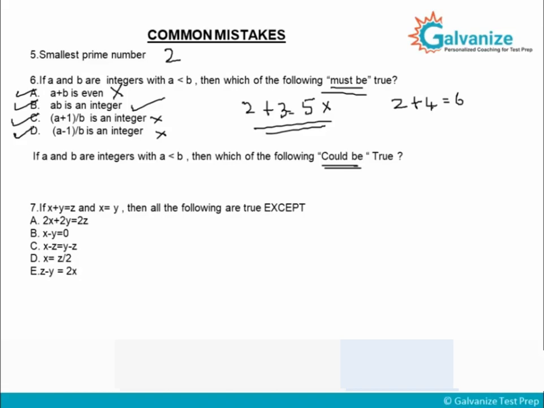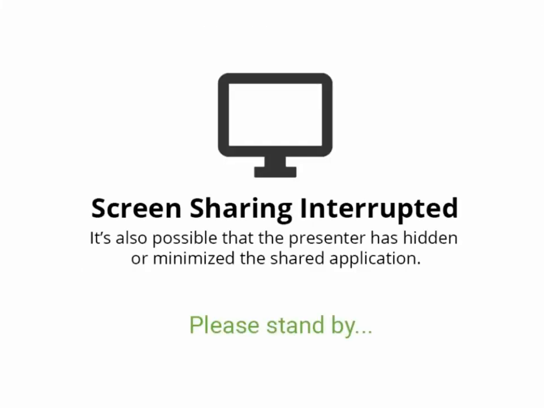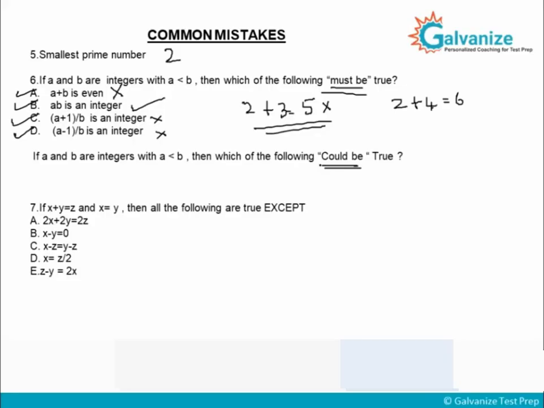So A and B are integers with A less than B. Then which of the following could be true? All these could be. You can substitute numbers and check that all these could be true for several numbers. You can come up with examples where all these are true. That's the difference between must be true and could be true. For must be true, come up with a counterexample to disprove it. For could be true, you just write down one example and say that this is true.